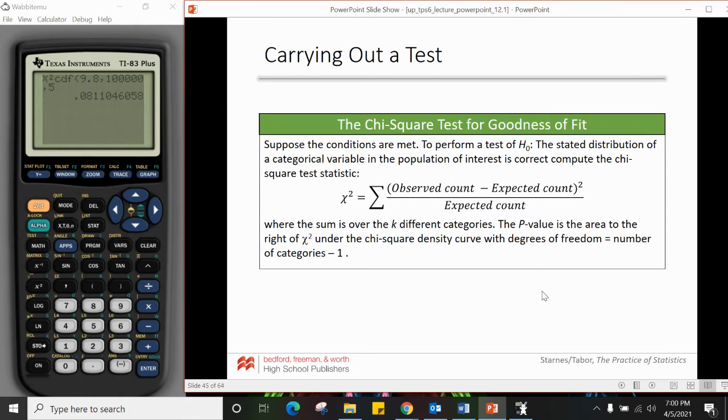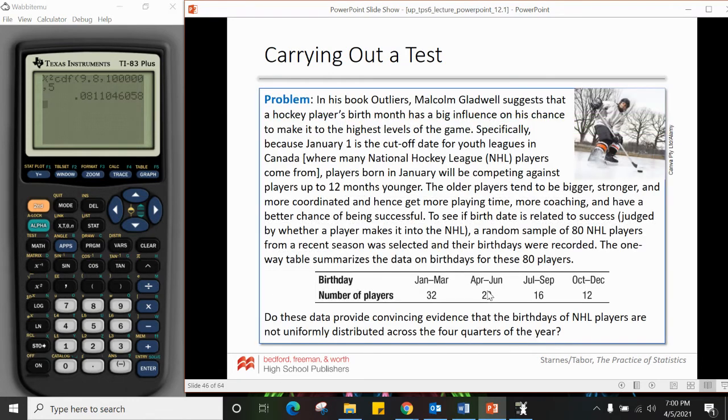This is just a little table. You can pause and read it. But let's carry out a test with this new example.